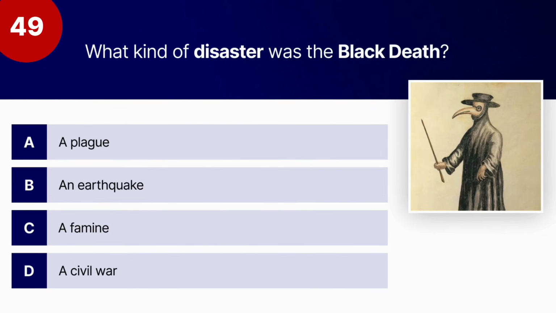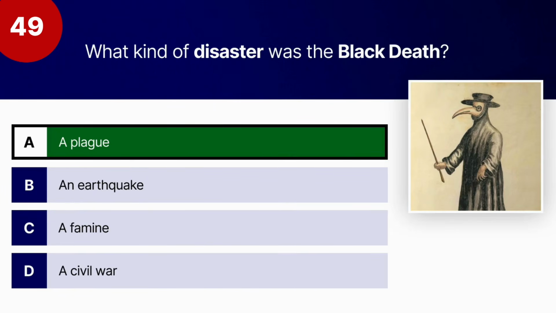What kind of disaster was the Black Death? A. A plague, B. An earthquake, C. A famine, D. A civil war. The answer is A. A plague.